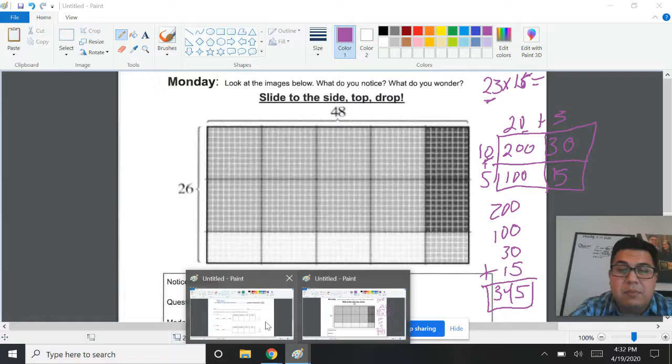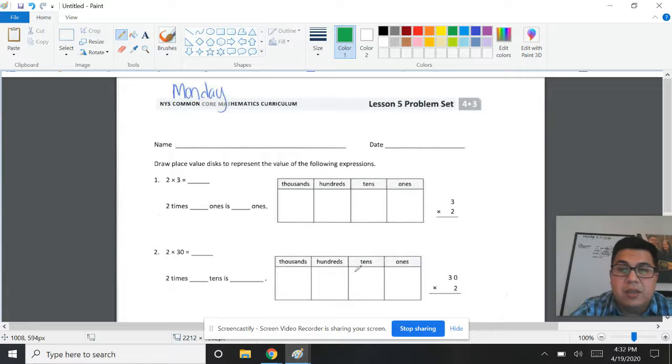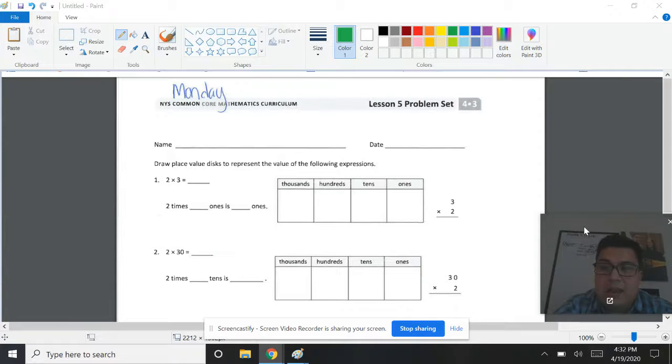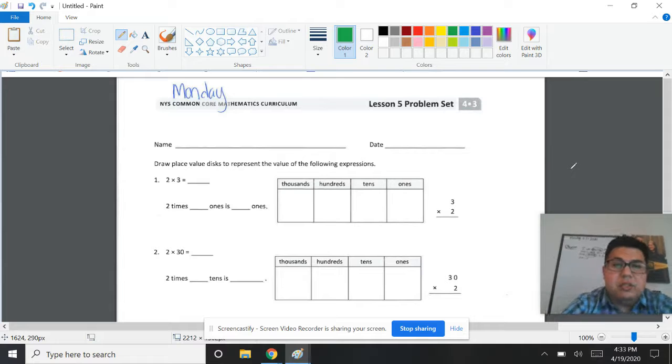Let's move on to our Monday EngageNY worksheet. Looks like this. And so again, we're thinking place value. The reason why I'm having you guys focus on this type of math is because the more that we know about place value, the more we can do those harder problems when we get older. We understand it better. And so let's break these numbers down.